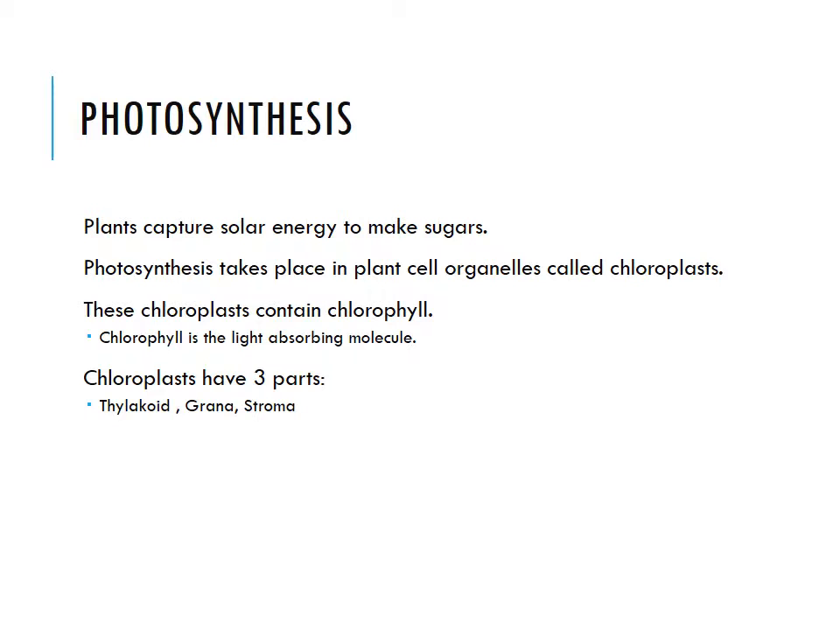Now, photosynthesis takes place in the plant cell organelle called a chloroplast. You should remember this because we learned this in the last chapter, chapter 3, where we learned about all the different organelles, and we even said chloroplasts were unique to plants because they have that greenish hue, which makes plants look green.